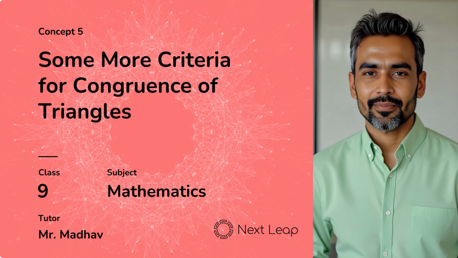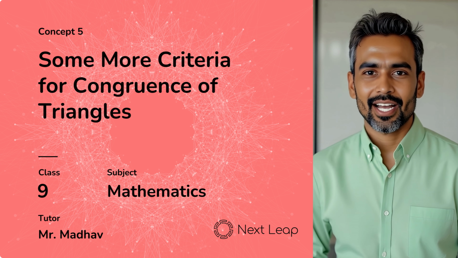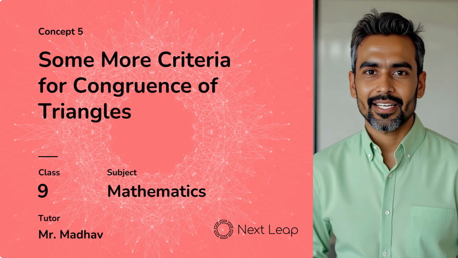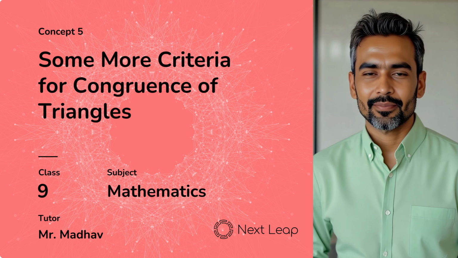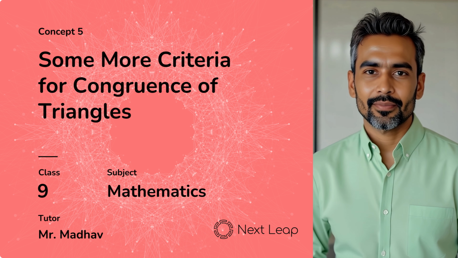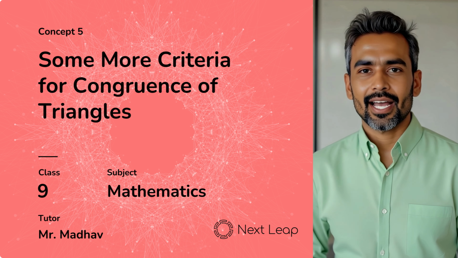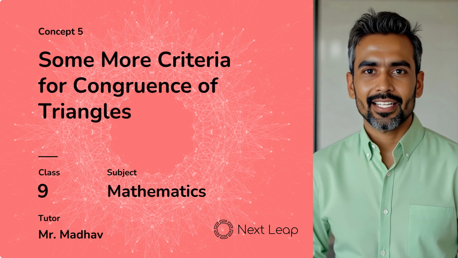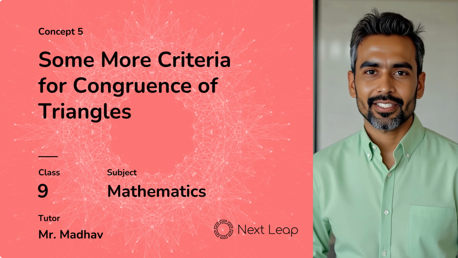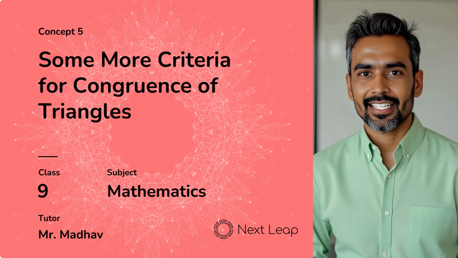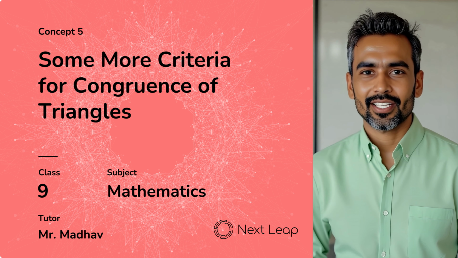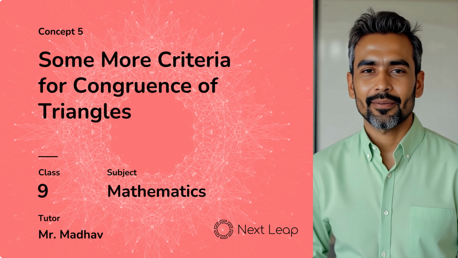Hello everyone. Let's begin with a quick question. If two triangles both have angles 60, 60 and 60 degrees, are they necessarily congruent? The answer is no. Take one equilateral triangle with side 5 cm and another with side 10 cm. Both have identical angles, but one is much larger than the other. They are similar, not congruent.